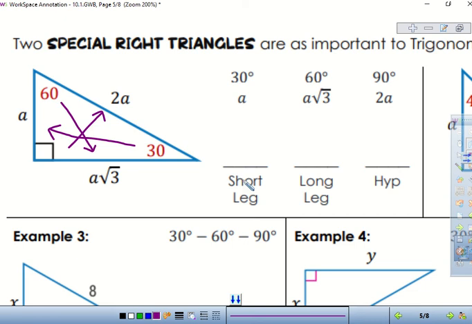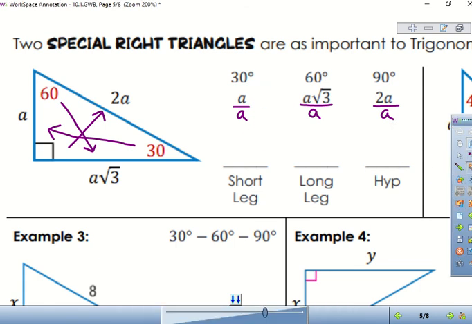So, simplest form. Let's say I wanted to make this side be 1. I can divide this by a, right? And if I'm going to divide one of them by a, I have to divide them all by a. You're basically just converting them all. So I divide all of them by a, and then I'm going to get something for my side. So what is a divided by a?